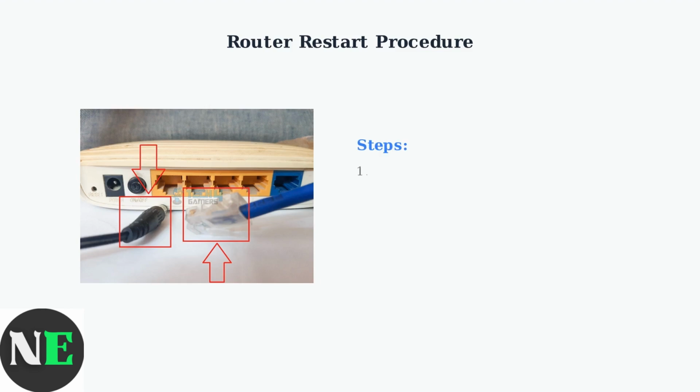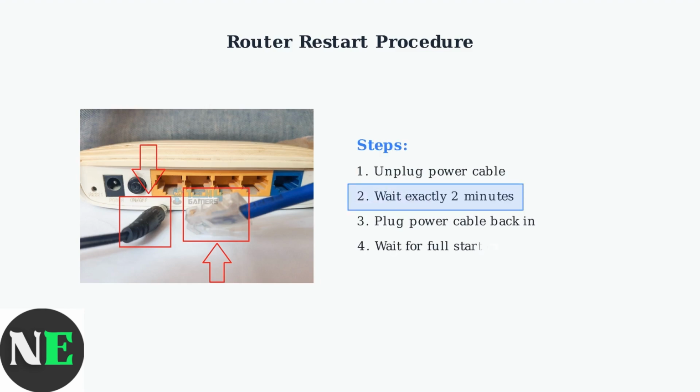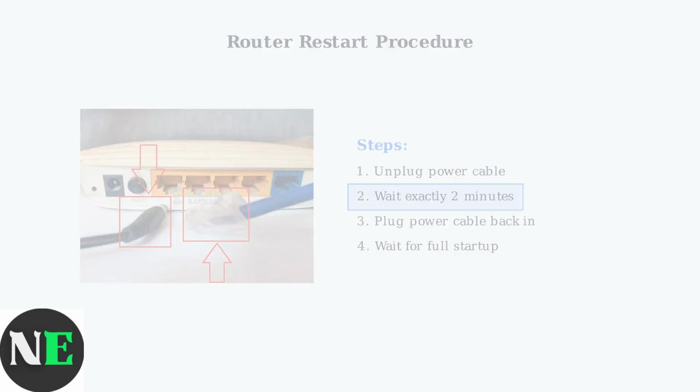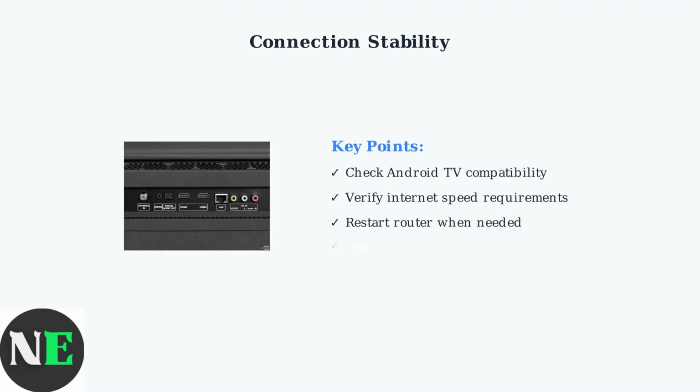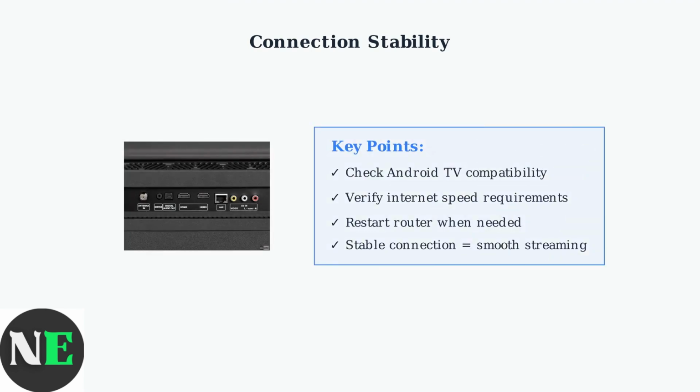You need a minimum of 4 megabits per second for standard streaming and 10 megabits per second for HD content. If you're experiencing connection issues, restart your Wi-Fi router. Unplug the power cable for exactly 2 minutes, then plug it back in. This simple step resolves many streaming problems. A stable and fast internet connection is crucial for smooth DStv Stream performance. These initial compatibility and network checks resolve the majority of common streaming problems on Skyworth Smart TVs.